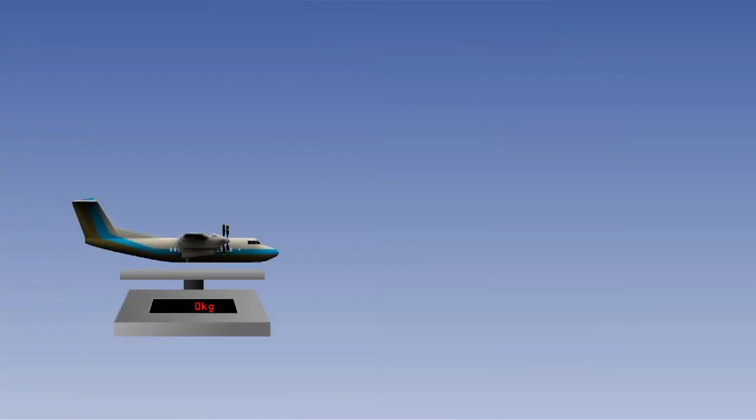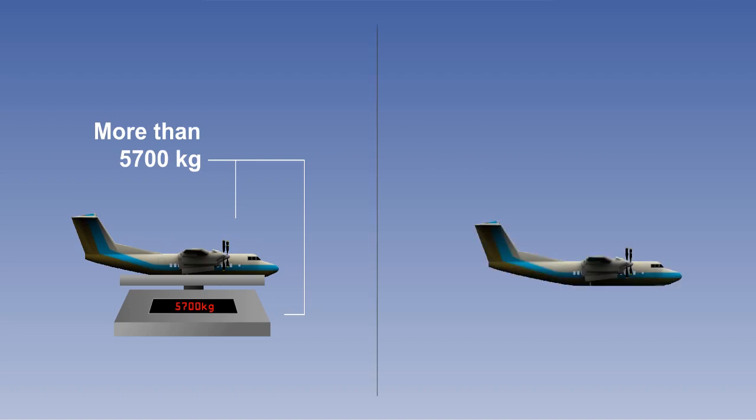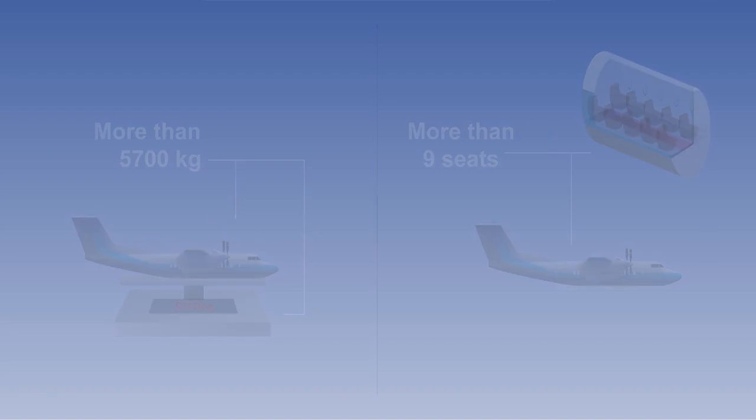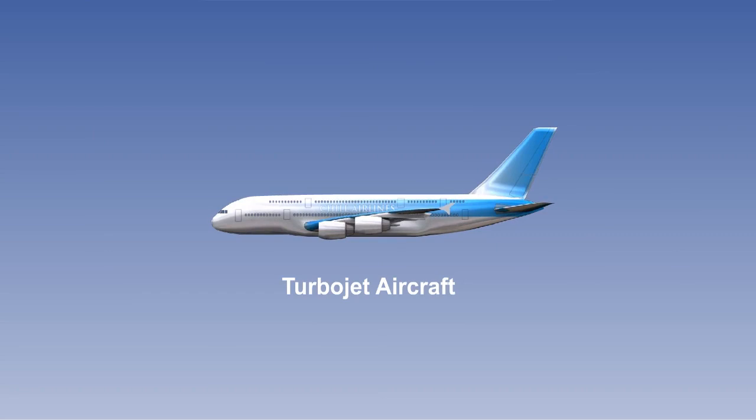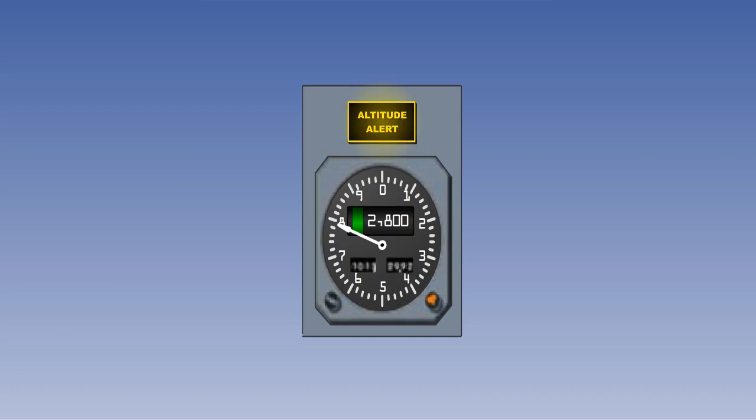EU Ops requires an aeroplane to be equipped with an altitude alerting system if it is a turbine-equipped aeroplane weighing more than 5,700 kilograms or has more than 9 seats. All turbojet aeroplanes must have an altitude alerting system. The altitude alerting system must be capable of alerting the crew on approaching the pre-selected altitude. The crew must be alerted with at least an aural signal when deviating above or below the pre-selected altitude.